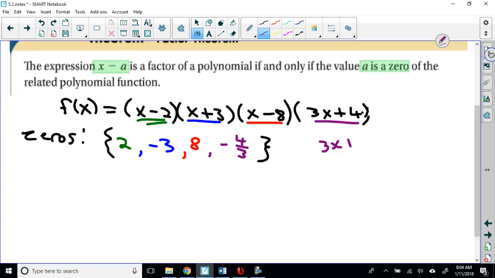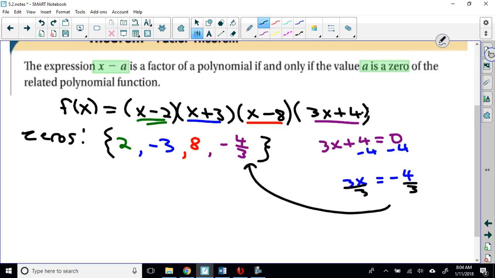3x plus 4, by the zero product property, would equal 0. So when we solve, we'd have to subtract 4, so we get 3x equals negative 4. And we'd have to divide by 3 and divide by 3. So that's where that comes from. What do we think? Got it? Again, this is really nothing new, other than the fact that instead of having 2 zeros with polynomials, we're going to have a lot more sometimes.